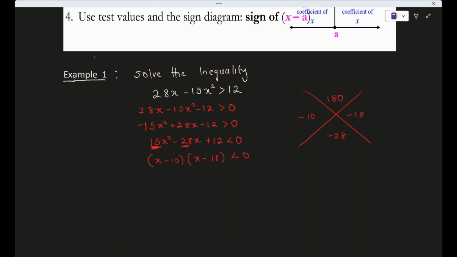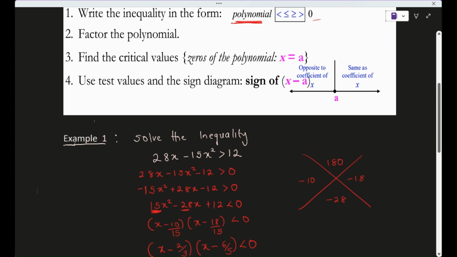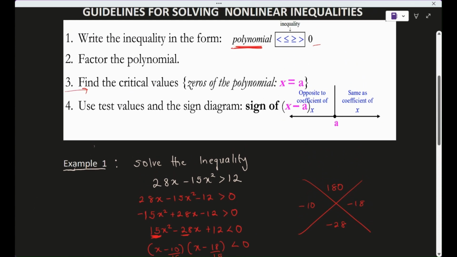But since the coefficient of x squared is 15, then we need to divide by 15. So this becomes x minus 2 over 3, and this we can reduce by 3, this will be x minus 6 over 5, less than 0. Now, what does that mean? So the next step is for us to get the zeros of the polynomial. So we are now in step 3.